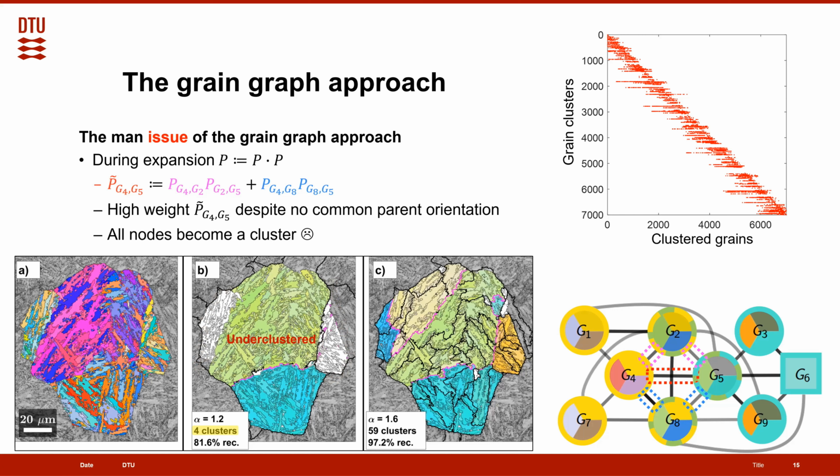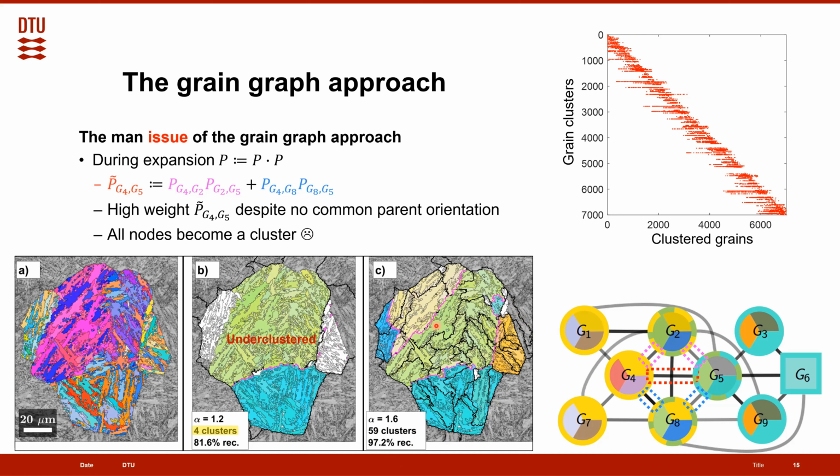Of course, to counteract this, we can use a higher inflation parameter, and this way we enforce smaller clusters. And for this parameter 1.6, we end up with 59 clusters. And this way we can almost reconstruct the entire grain, with 97% reconstructed. But there are still, let's say, some areas that have not been reconstructed. There are still some clusters that actually extend over the parent grain boundary. And also there are a lot of, let's say, small clusters in areas where it technically would not be necessary to have that many clusters.